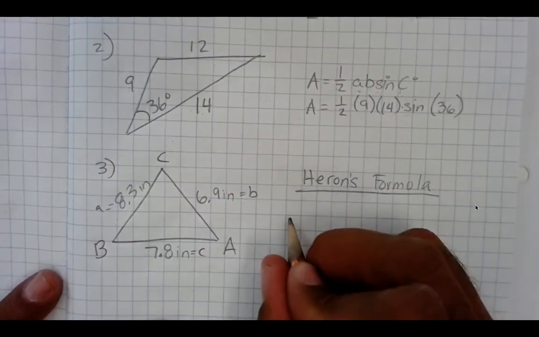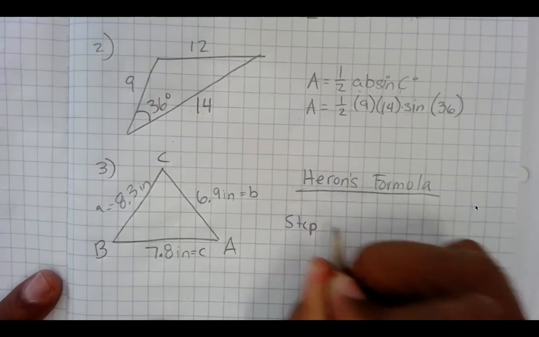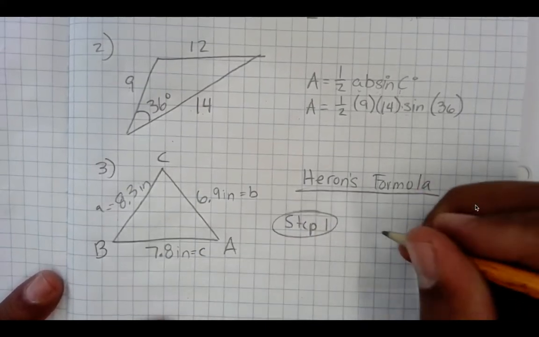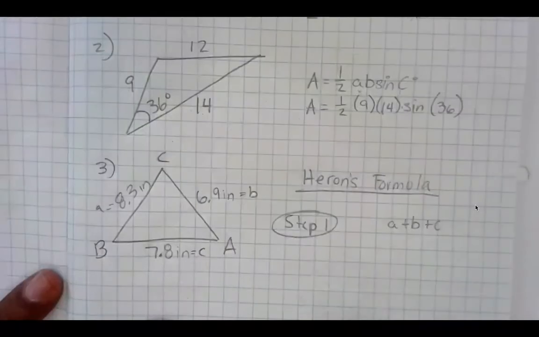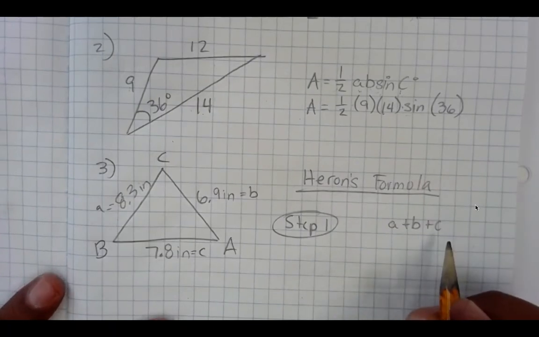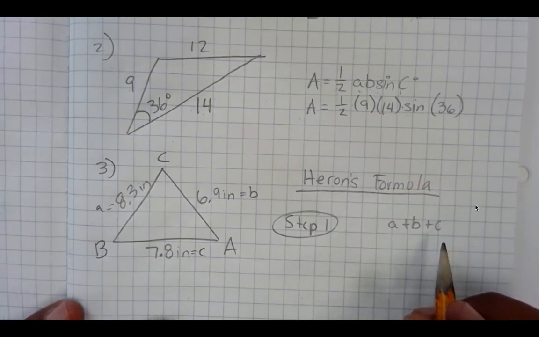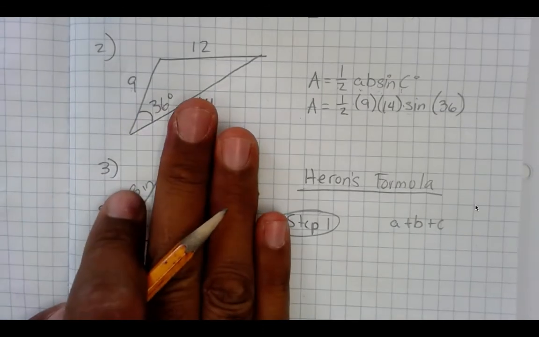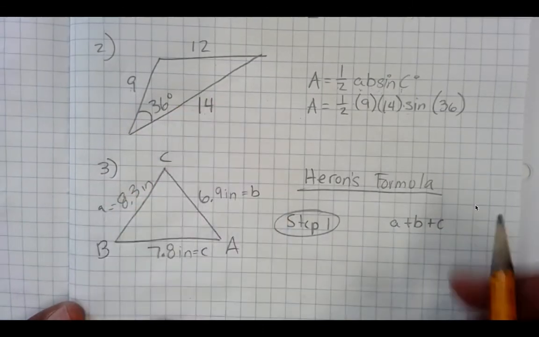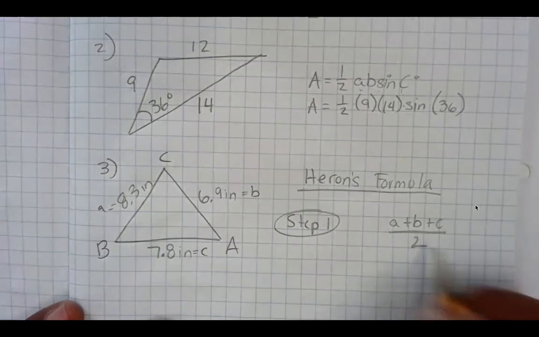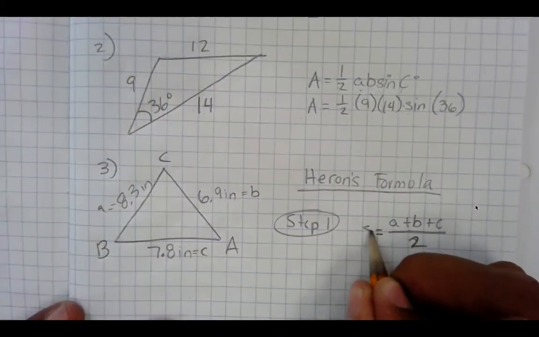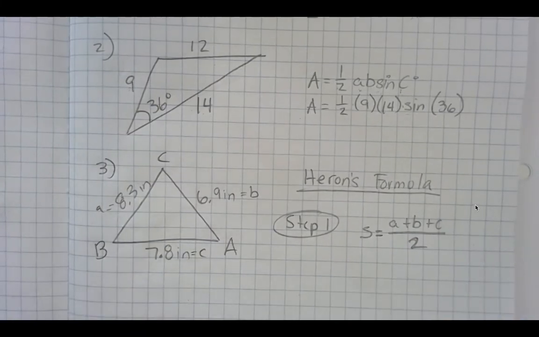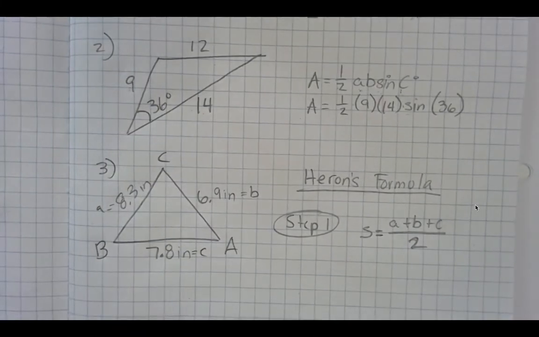Okay, step 1 to Heron's formula. You're going to add up all the sides. You're going to do A plus B plus C. And by the way, when you add up all the sides, what does that give you? Not in this problem, just in general. Perimeter. So you're taking the perimeter and then you're going to divide it by 2. This we're going to call S. Once we get this number, we're going to call that the S value.